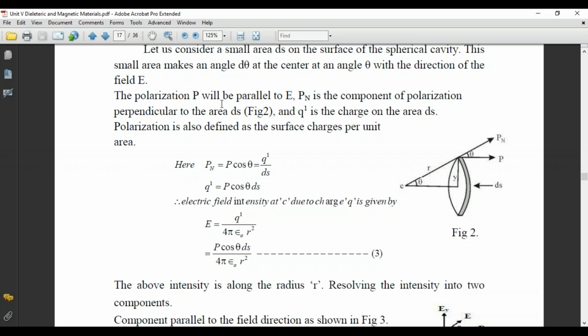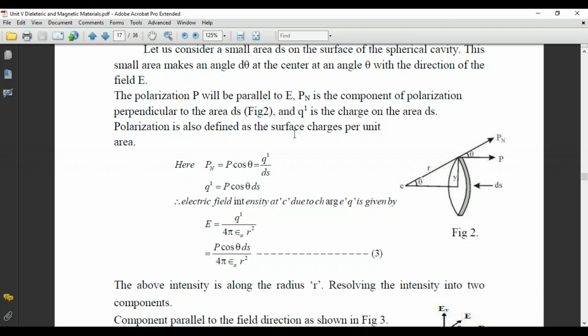So, polarization P will be parallel to the applied field direction. That means the polarization is always in the direction parallel to the applied electric field. Then you can see Pn is the component of polarization perpendicular to the area ds. So this is the area ds, and there you can see the perpendicular component Pn. And Q dash is the charge on the area ds.